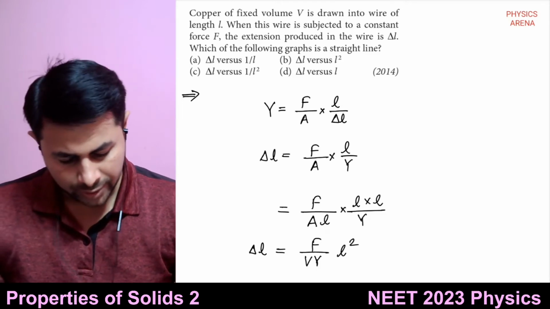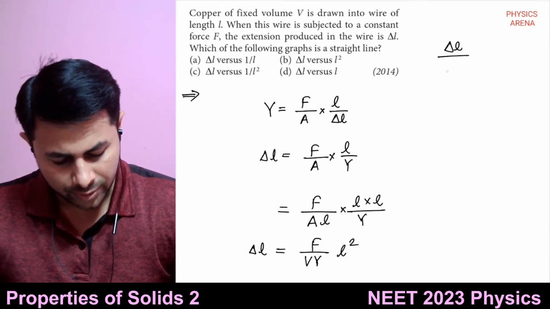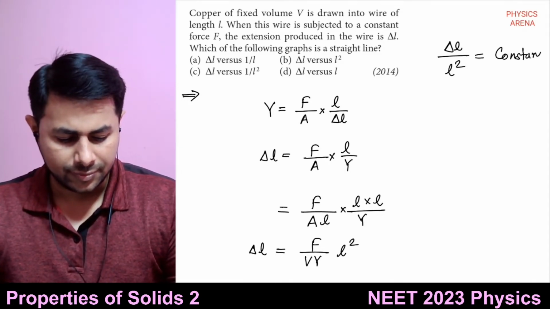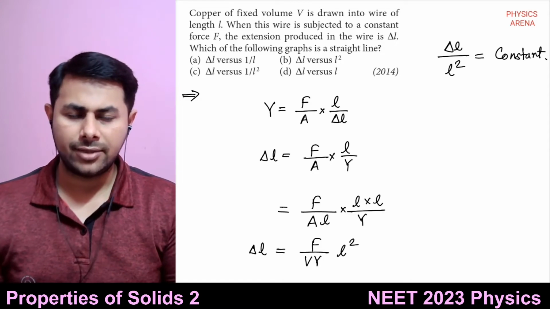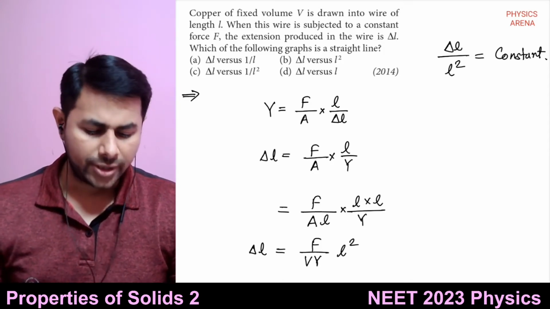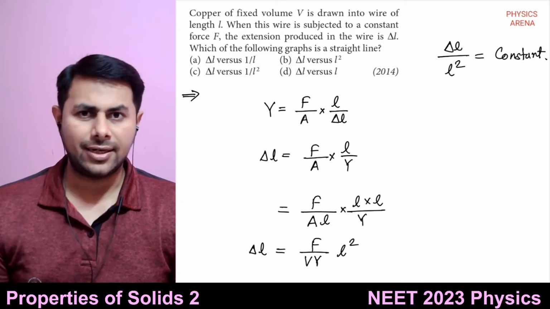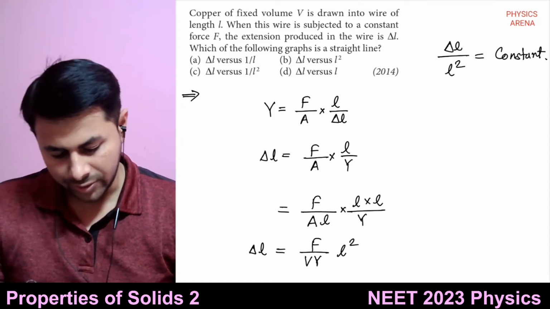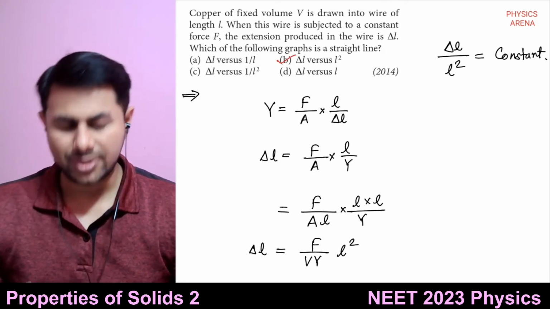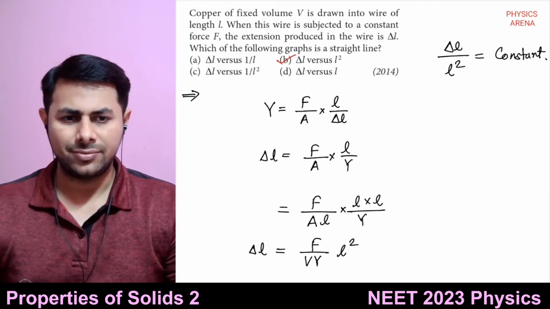So if you take the ratio of delta L to L square, it is a constant, or delta L is equal to constant multiplied by L square. That means if you plot a graph between delta L and L square, it will be a straight line. So this is the question: which graph is a straight line? This graph is a straight line, the graph between delta L and L square.